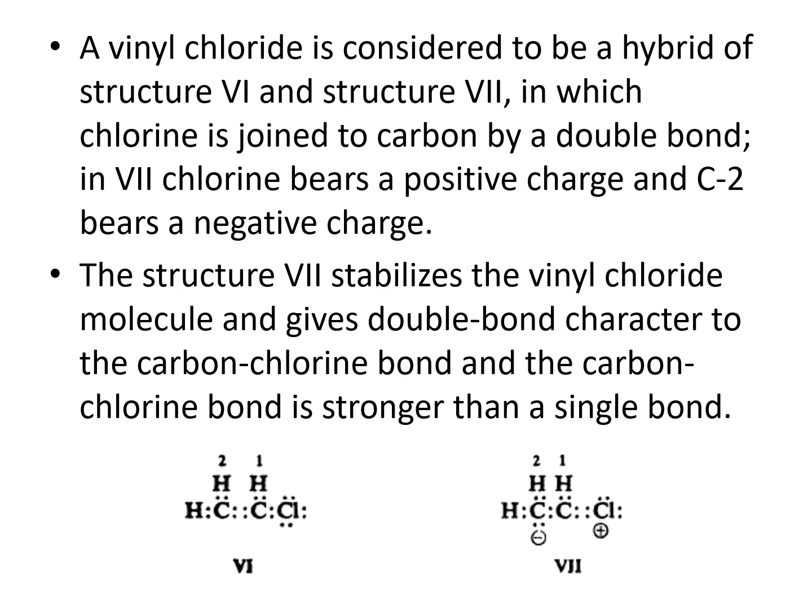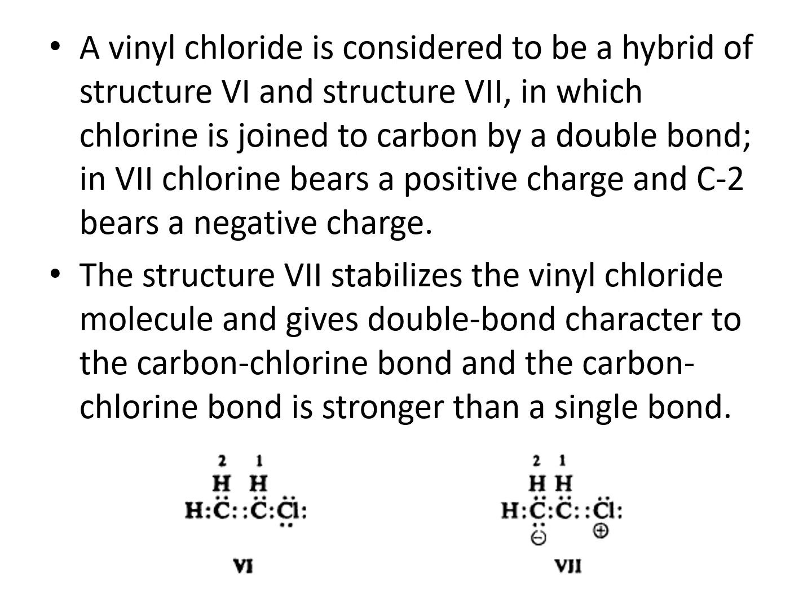Similar is the case with vinyl chloride. Vinyl chloride is also a hybrid of two different structures. The structure is CH2 double bond CHCl. So this is structure 6, that is the normal structure of vinyl chloride.